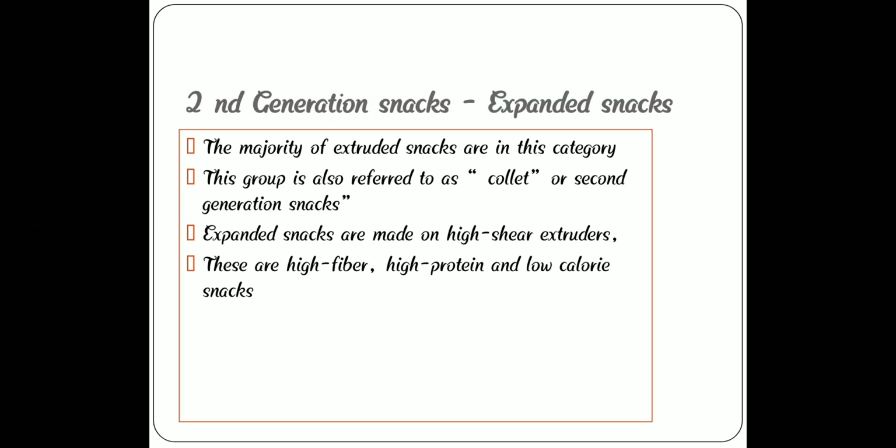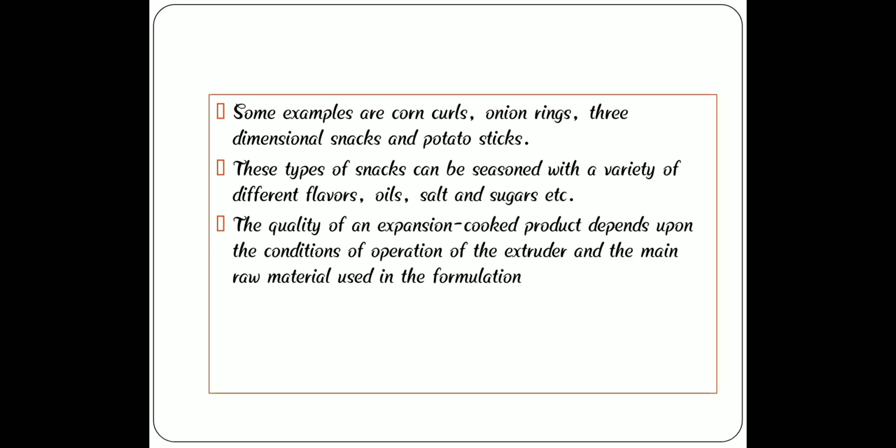Then second generation snacks, which are the expanded type of snacks. The majority of extruded snacks are in this category. This group is also referred to as collets or second generation snacks. The expanded snacks are made on high shear extruders. These are high fiber, high protein, and low calorie types of snacks. Some examples are corn curls, onion rings, three-dimensional snacks, and potato sticks. These types of snacks can be seasoned with a variety of different flavors, oils, and sugars.